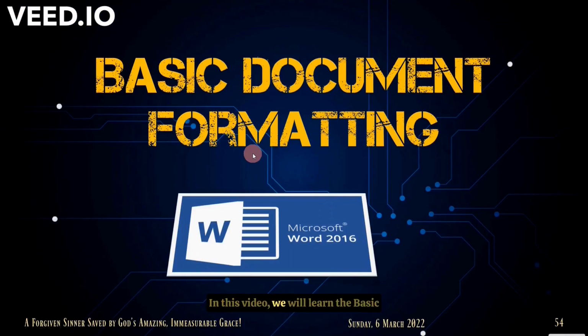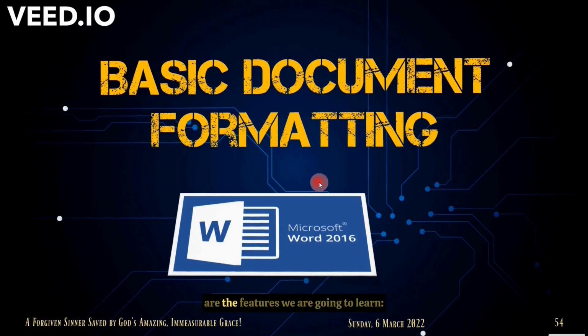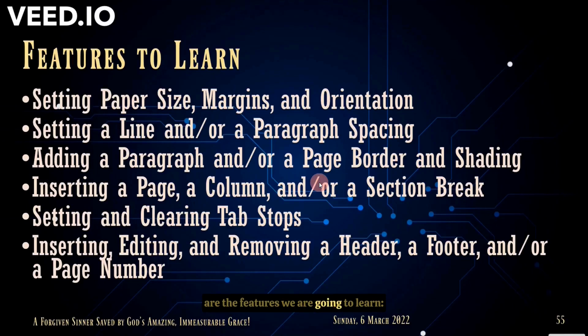In this video, we will learn the basic document formatting using Microsoft Word 2016, and these are the features that we are going to learn. Setting paper size, margins, and orientation. Setting line and/or paragraph spacing, adding a paragraph and/or a page border and shading, inserting a page, a column, and/or a section break, setting and clearing tab stops, inserting, editing, and removing a header, a footer, and/or a page number.